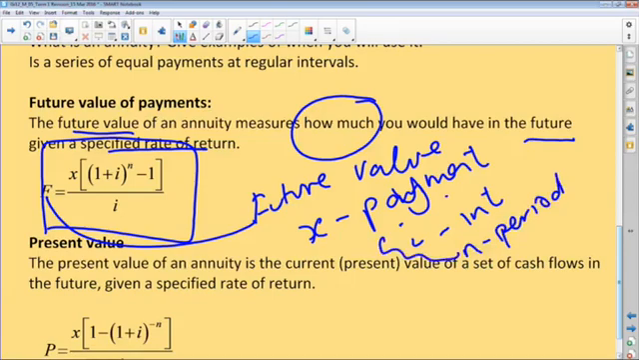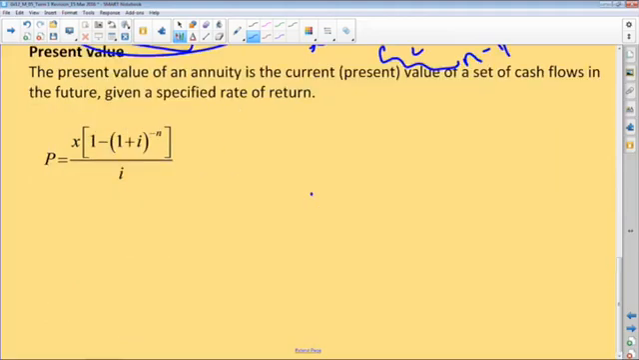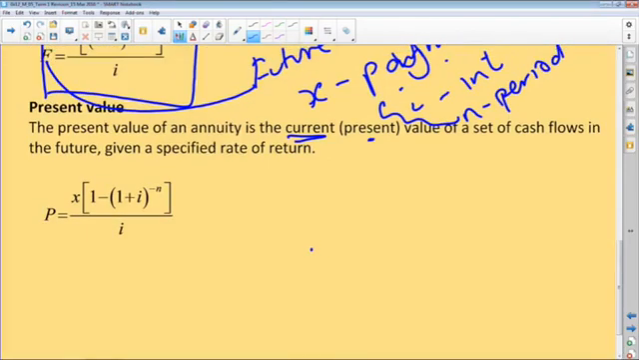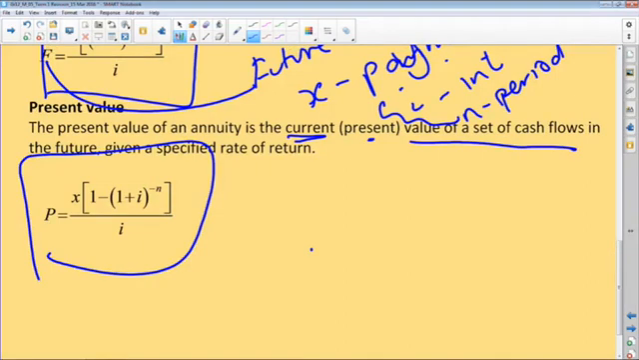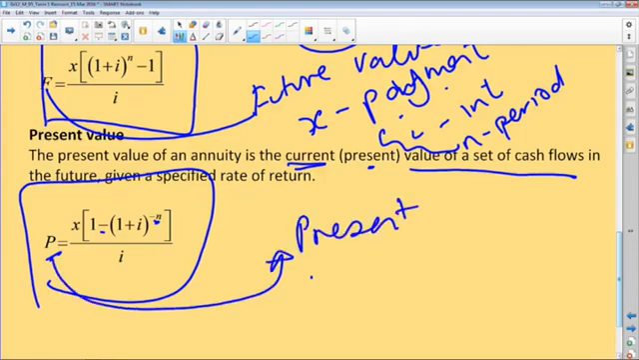Okay, the present value, and that's when we're looking really at loans, the present value of an annuity is the current, or another word for current, present value of a set of cash flows. And you are given, again, a specified rate of return, and that is the formula that you will use once again on your screen. P is equal to X times 1 minus 1 plus I to the negative N, indicating that we're bringing cash flows backwards. And P stands for your present value.